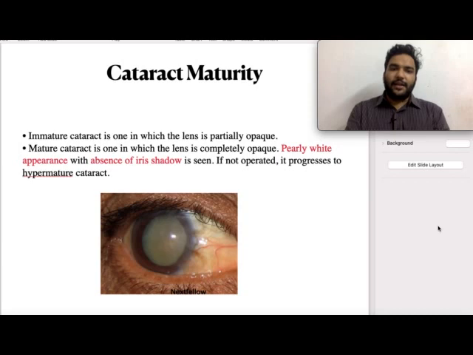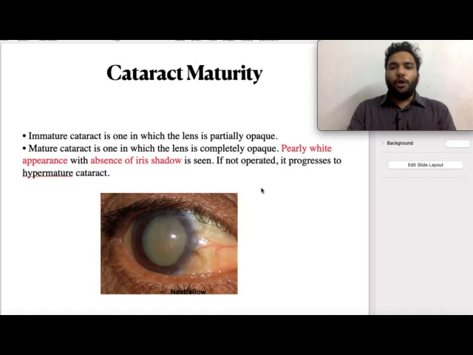So immature cataract in which there is partial opaque lens, the patient will have an iris shadow, which you would have known in your UG exams. They'll ask you that question. The iris shadow is seen in immature cataract, whereas in mature cataract there will be absence of iris shadow in a torchlight examination, and there will be pearly white appearance of cataract.